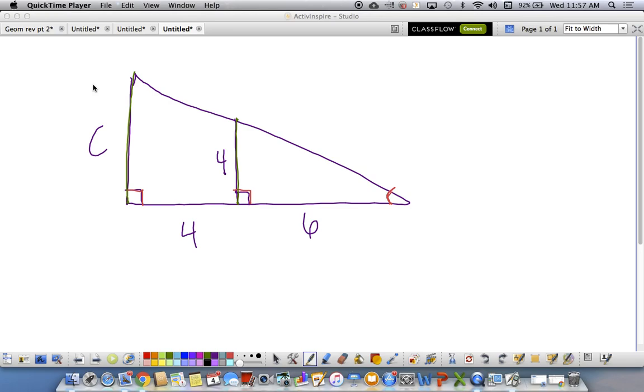Similar triangles. So we've done height to height. So C is to 4. But then what's the length?